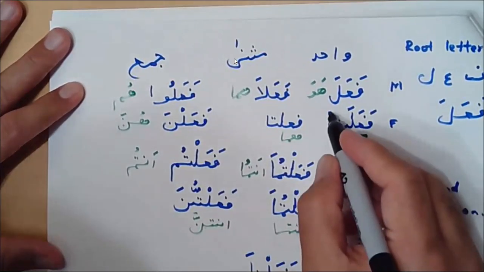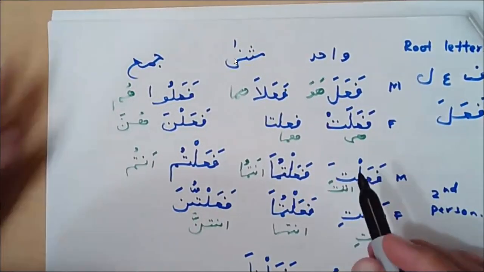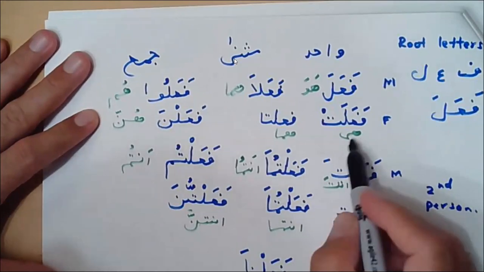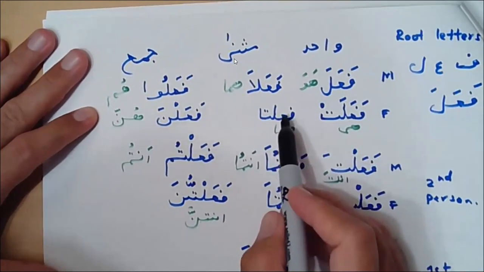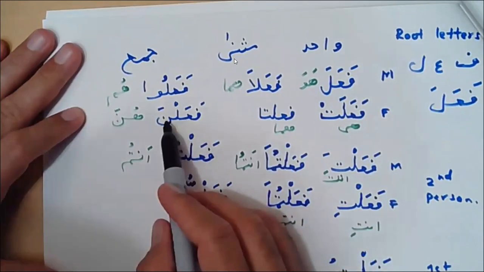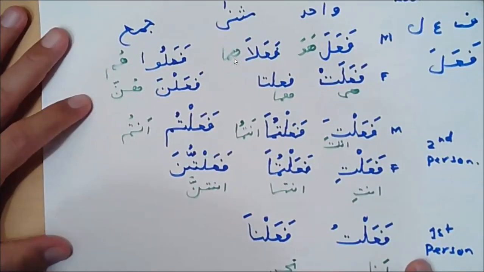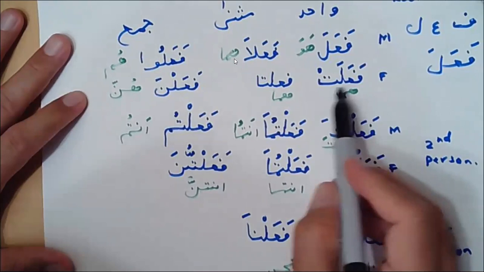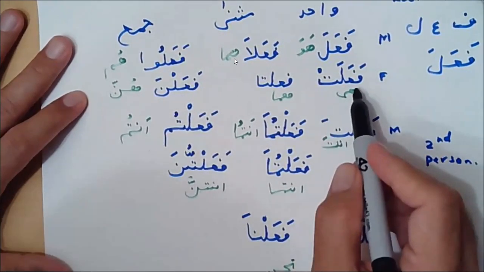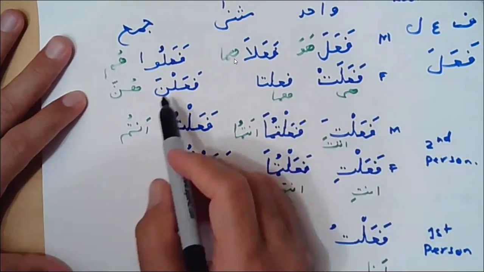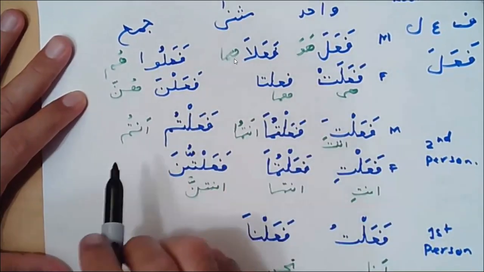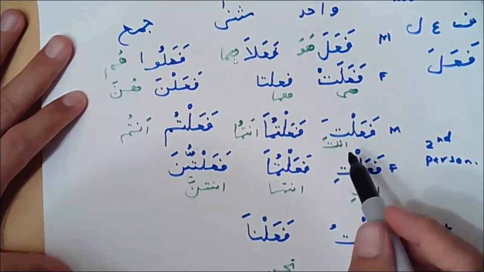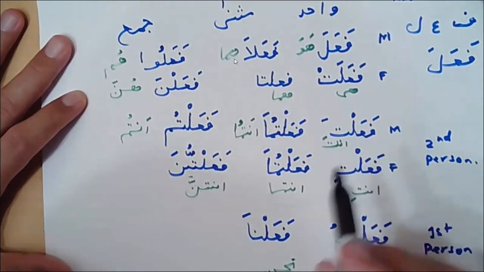Fa'alat, with a sukoon. Fa'alat, say it with me. Fa'alat, and the pronoun hidden is which one? Fa'alata, fa'alna. Then in the second person, the translation is: she did, they two females did, fa'alna, they did, two plus women. What is fa'alta? You did, because it's past tense, right?